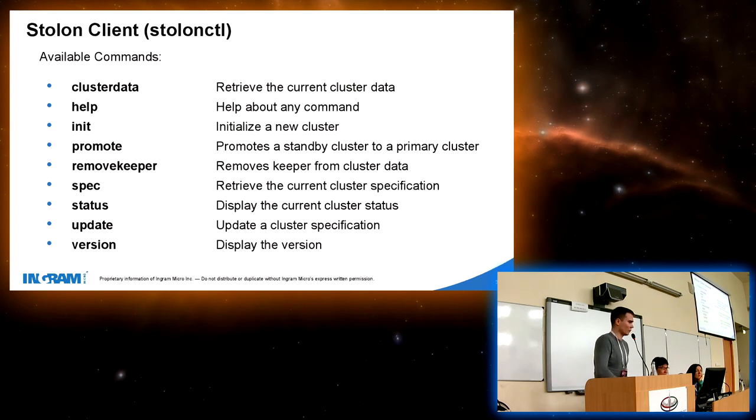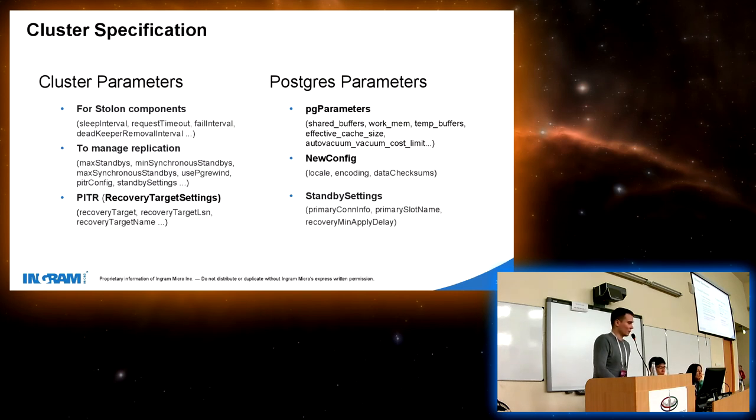And the most interesting commands here for us are the cluster specification command, the update command for specification, and the status command. I will speak about these commands a bit later. So what are the Stolon parameters? How can you manage the cluster? The Stolon cluster provides the possibility to manage several parameters of the whole cluster. There are sleep interval parameters, request interval, request timeout for metrics for every component, and how to send them to etcd, point in time recovery, the PG parameters that are managing all the parameters from Postgres and new config parameters.